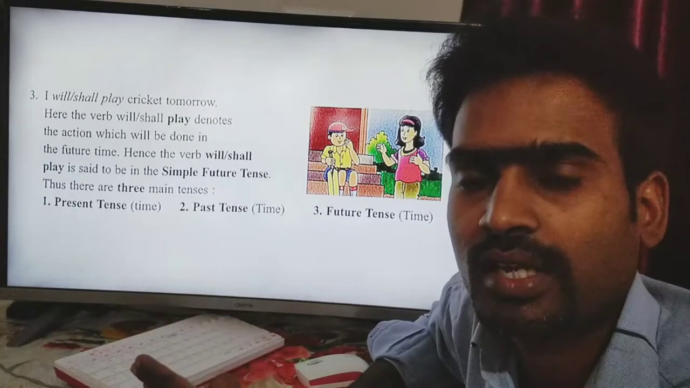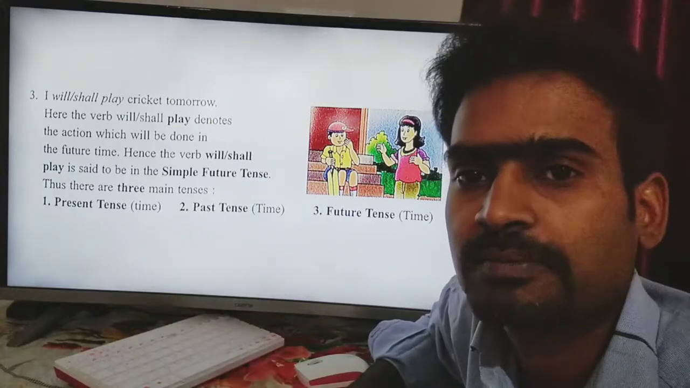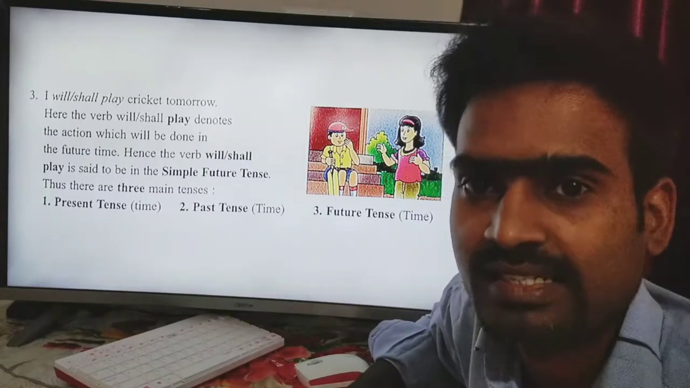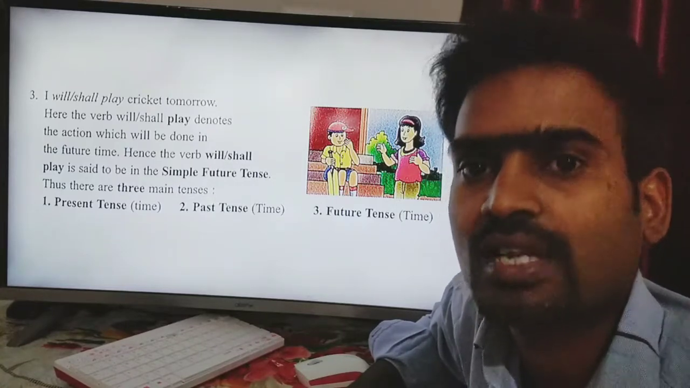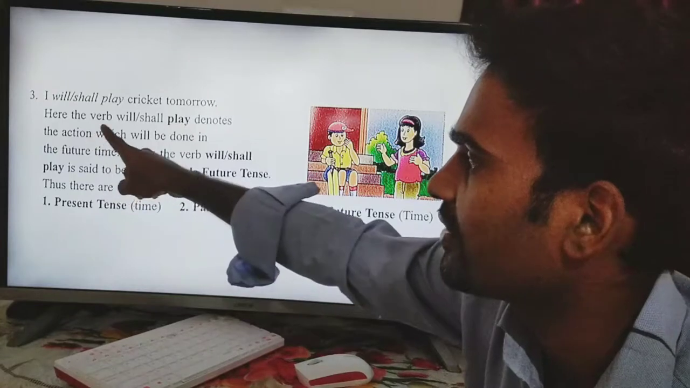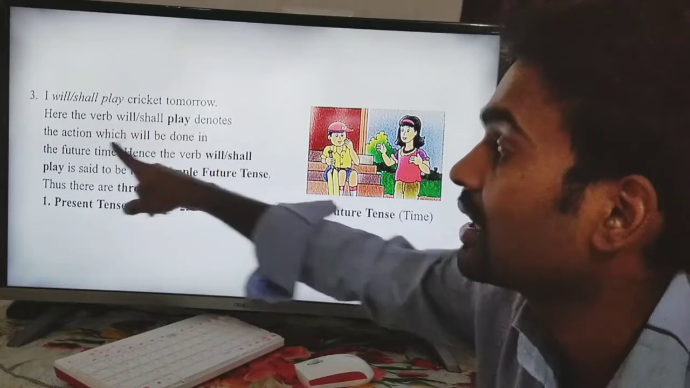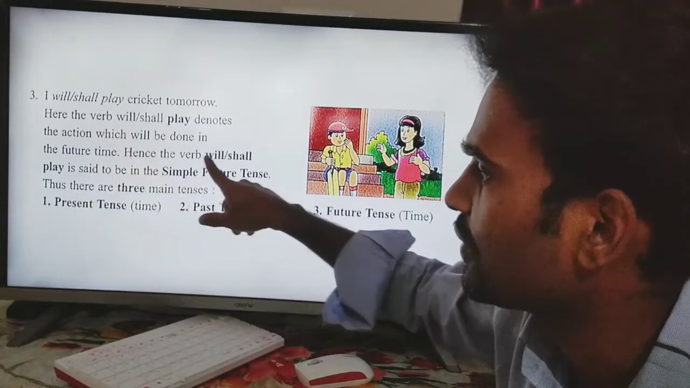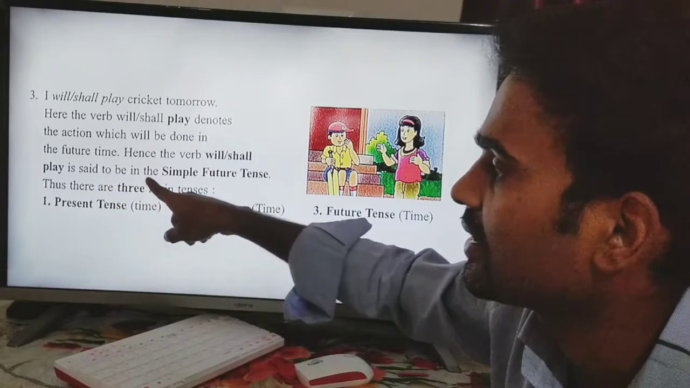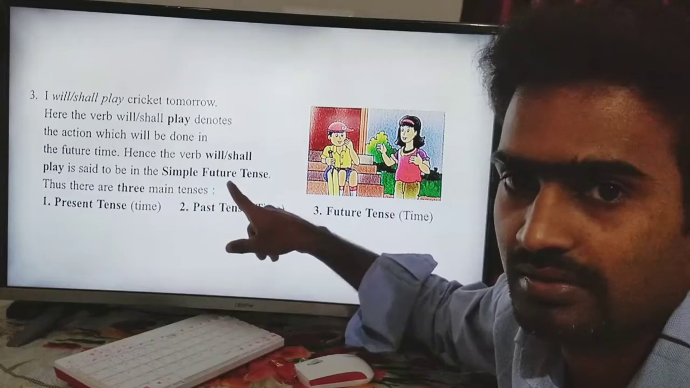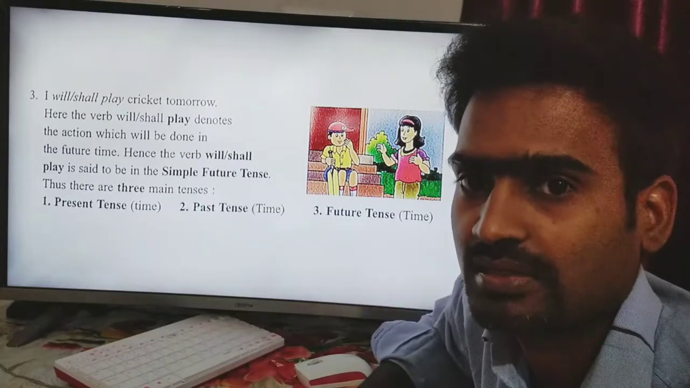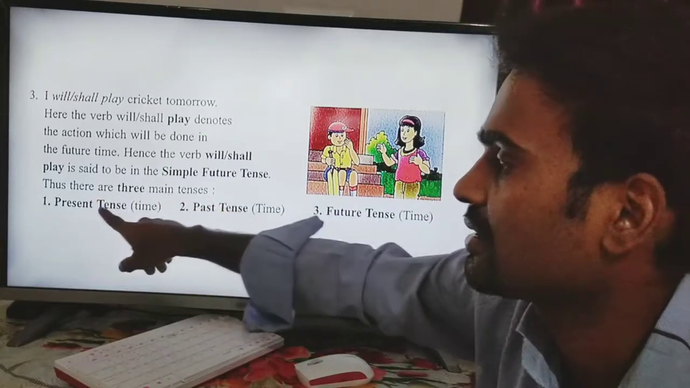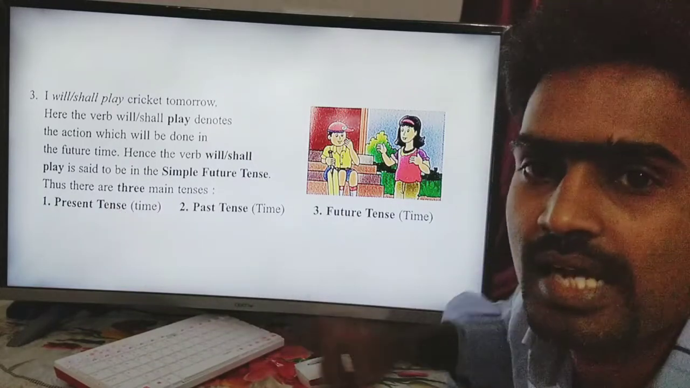So we have seen only the simple present tense, simple past tense, simple future tense. Besides, we have three more tenses in each category: present, past and future. That we will learn. Here the verb will or shall play denotes the action which will be done in the future time. Hence the verb will or shall play is said to be in the simple future tense. This is the formation of simple present tense, simple past tense and simple future tense. Thus, there are three main tenses: present tense, past tense, future tense, as I said.